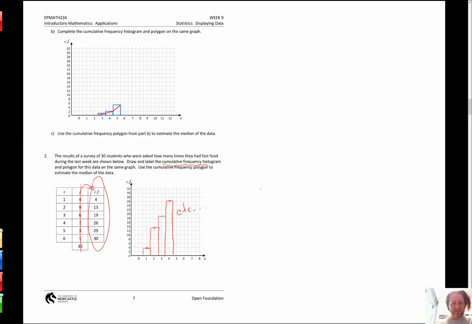Etc. So there's my cumulative frequency histogram happening. And for the polygon, remember, I would just join this, and this, and this, and this, etc. And I'd be very clear, if I was asked to do these on the same chart, that I made it clear that this is the cumulative frequency polygon, just showing the marker that I knew which was which, and that this box is the cumulative frequency histogram.